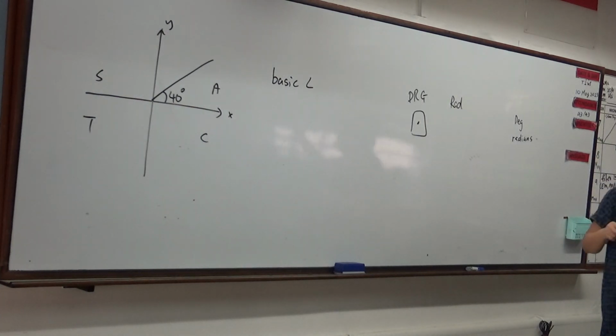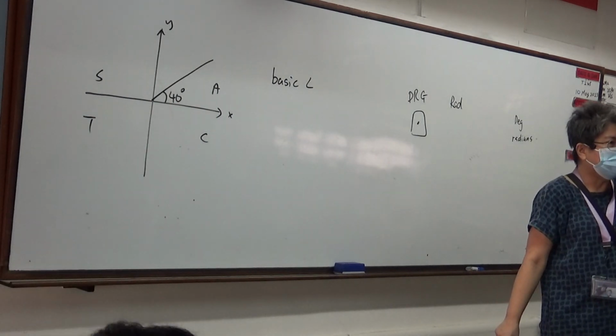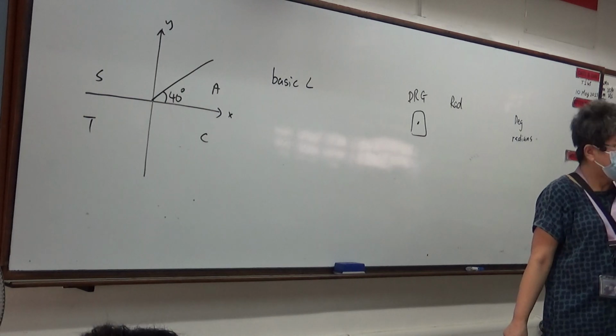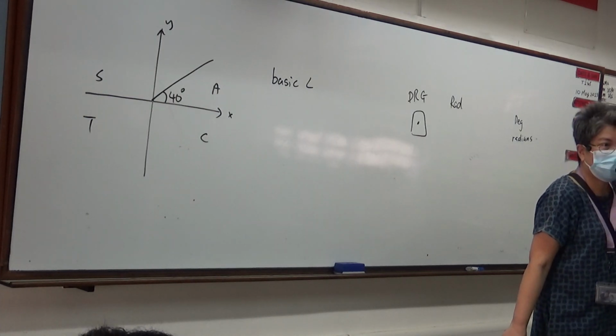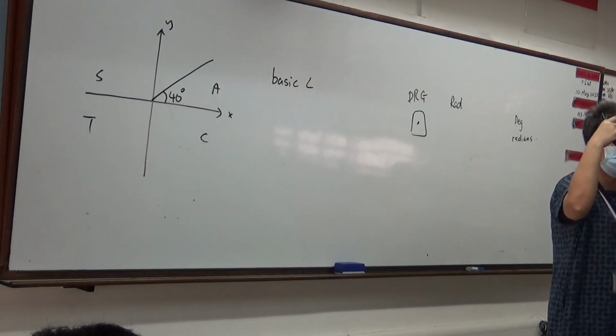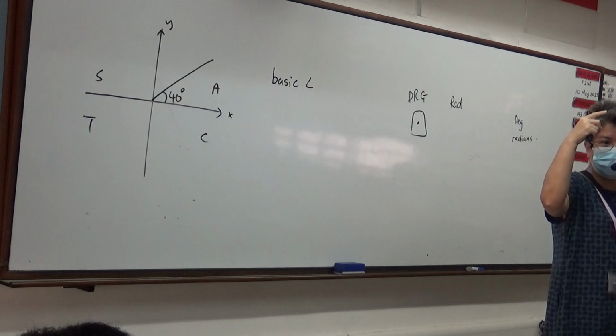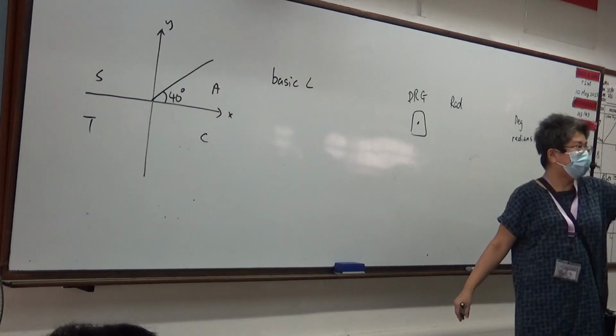Now, can everybody make sure that you are in the degree mode? D-E-G. You know which one, right? Casio people, you know how to change? There's a mode button that you can press for Casio. I can't remember which one, because different calculators are different. You just make sure it's in degree mode, DEG.